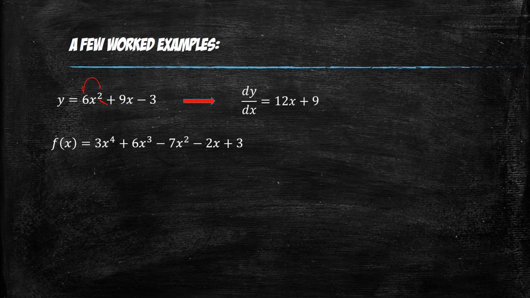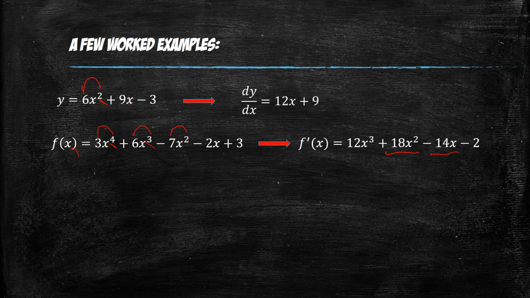So here's a slightly longer one. So just work through each bit. Now this one's called f of x. So our answer is going to be f dash of x. And here's our answer here. The 4 comes down the front with the 3 and it becomes 12. The power of 4 now becomes power of 3. The 3 comes down the front with the 6, so it becomes 18. The power drops by 1, so the 3 becomes a 2. Again, the next one, power comes down the front. 7 times 2 is 14, x to the power of 1.